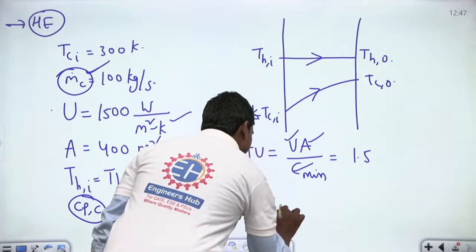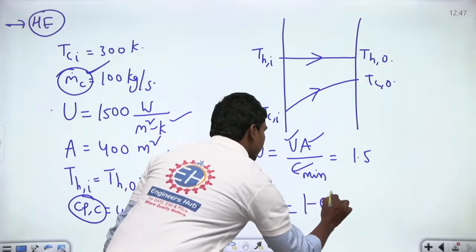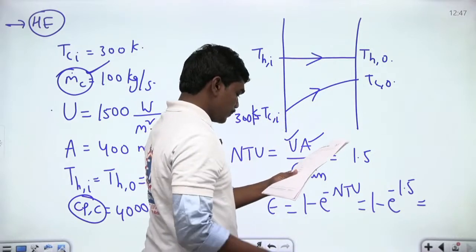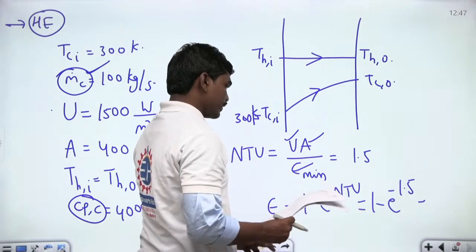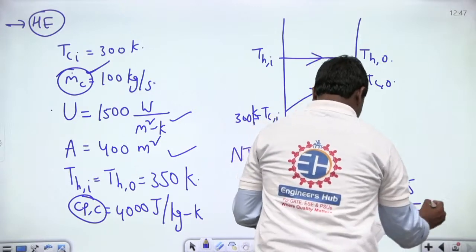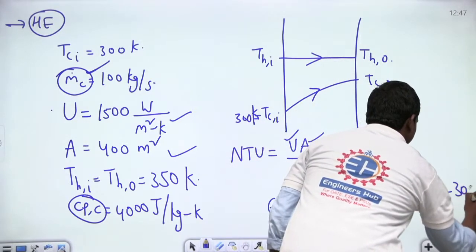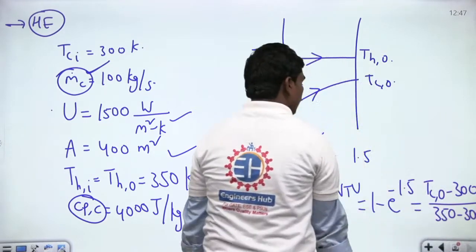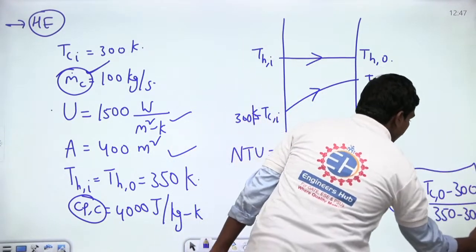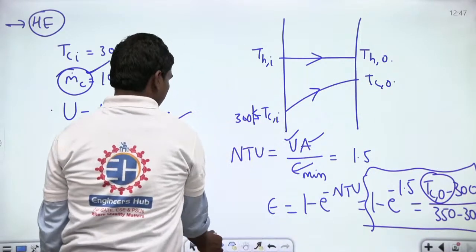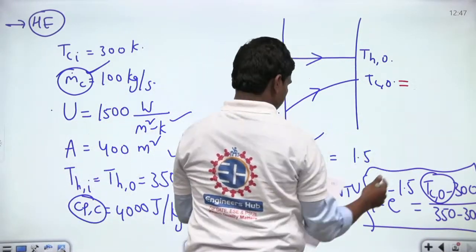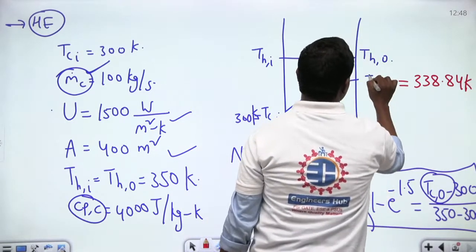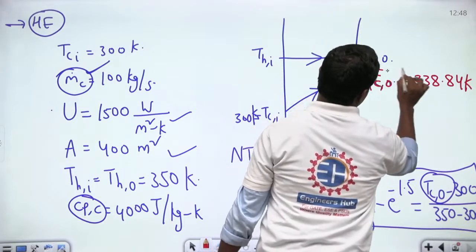And what is the effectiveness of this heat exchanger, in which there is some phase change? 1 minus e power minus NTU. So you can write 1 minus e power minus 1.5, and this value we can directly equate to the effectiveness, which is nothing but the cold fluid outlet minus inlet divided by THI, which is 350 minus 300. If you equate this equation with the other, you can get the value of TC outlet. And the value you get is 338.84 Kelvin, the cold fluid outlet temperature.